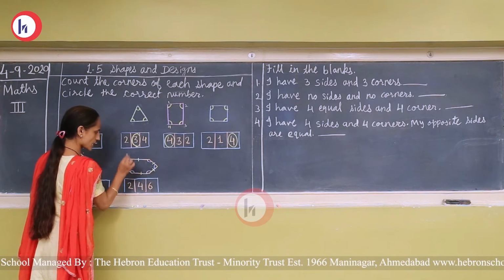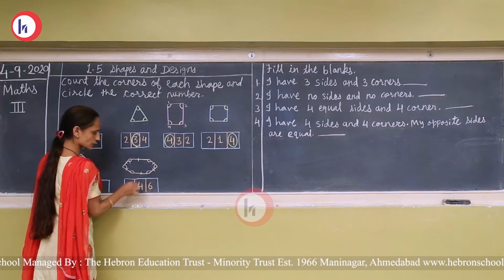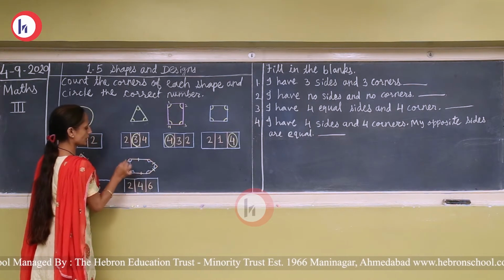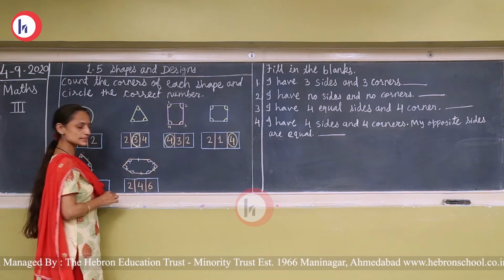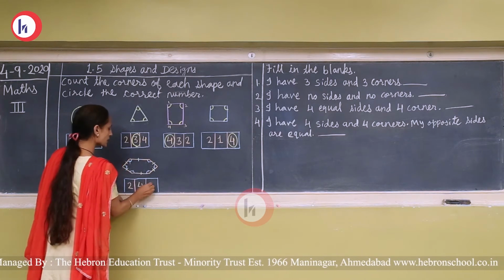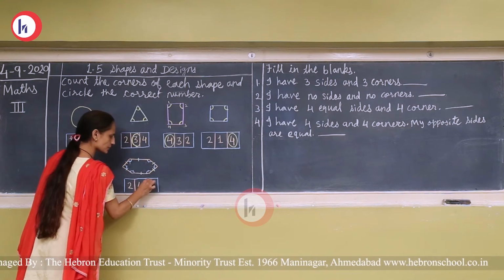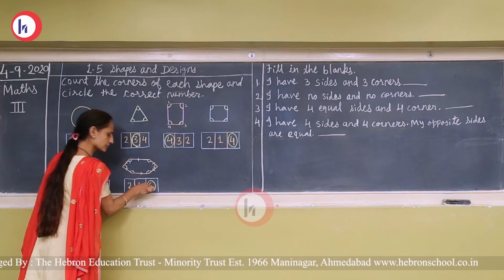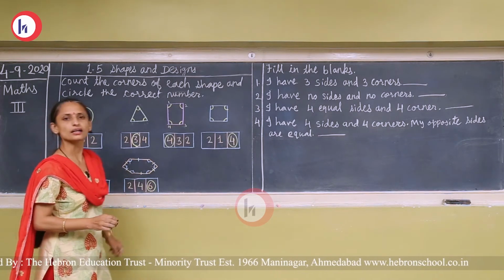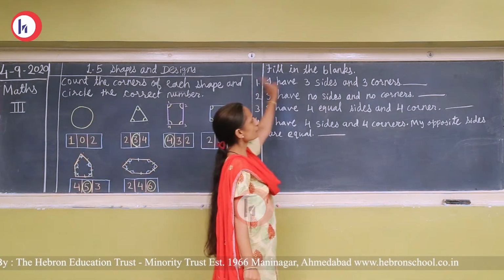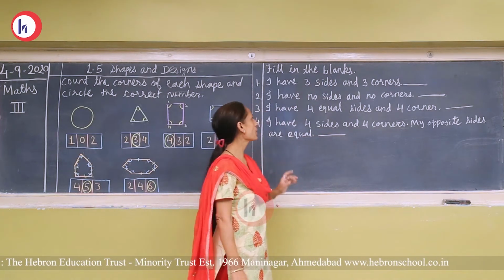See, 1, 2, 3, 4, 5, 6 means hexagon has 6 corners. So put a circle on the 6 number. Now our next exercise is fill in the blanks.